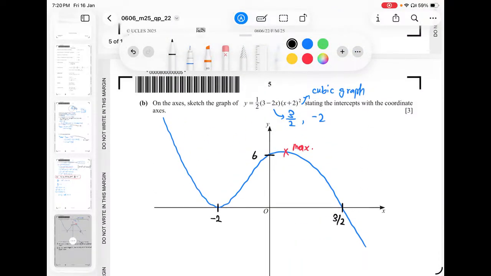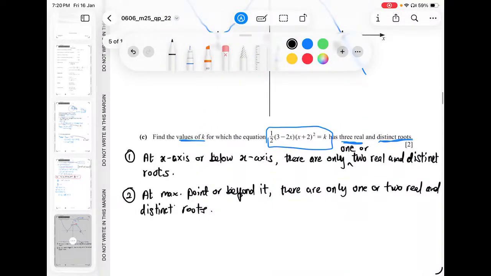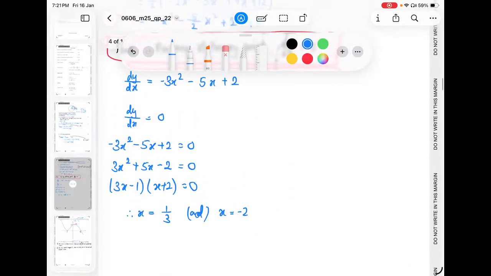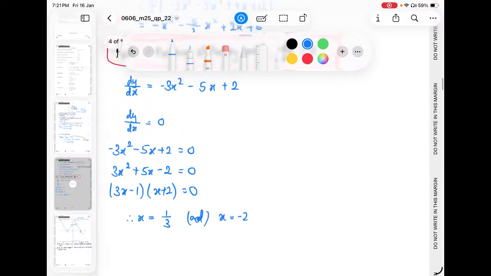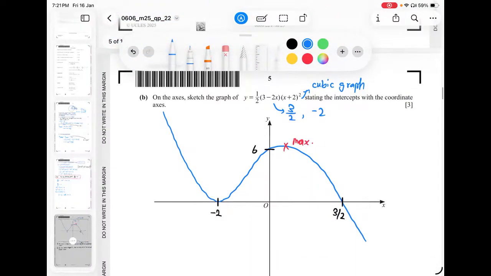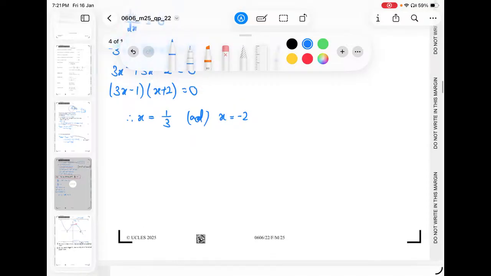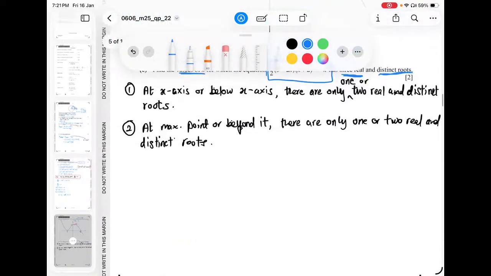So basically what you need to show is that all the values of k between the maximum point and the x-axis will have three real and distinct roots. For that, first you need to find the coordinate of the maximum point. How do we do that? You take whatever we did here. At this maximum point, it's going to be the turning point too. So at x equal to 1 by 3, you need to find the y coordinate.